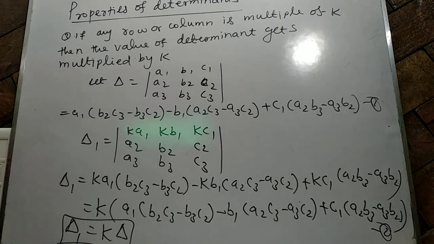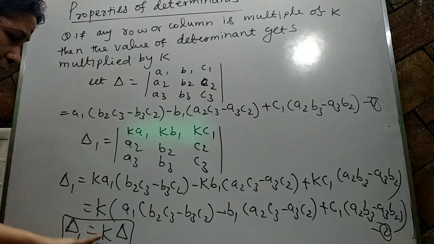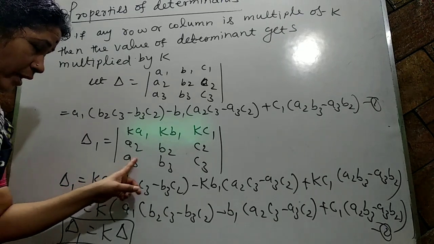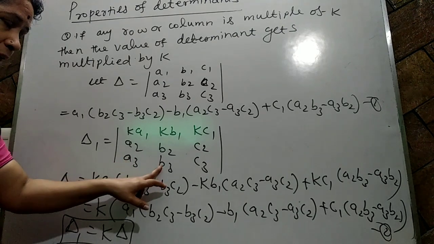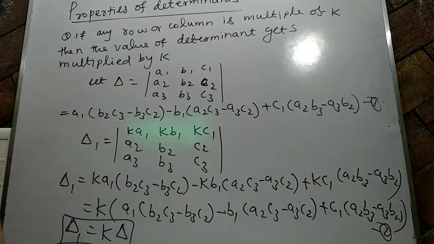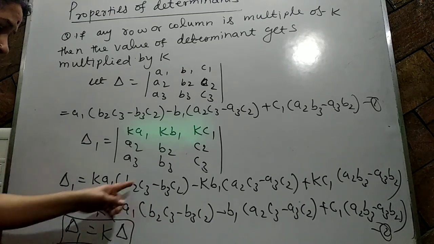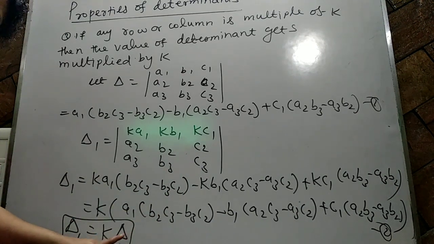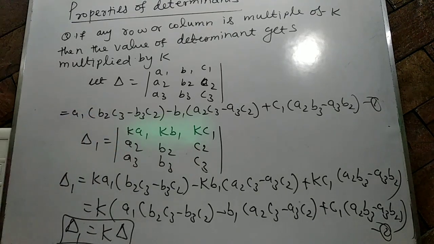Suppose there is another k in another row. Then one k I have taken out, and another k you have to take out from here, giving k square. Each element must be a multiple of k. If there is no multiple of k, then you cannot take it out. So if each element of a row or column is a multiple of k, then the value of the determinant gets multiplied by k. So mind it once again, each row or each column. Okay, fine. Are you clear on this?